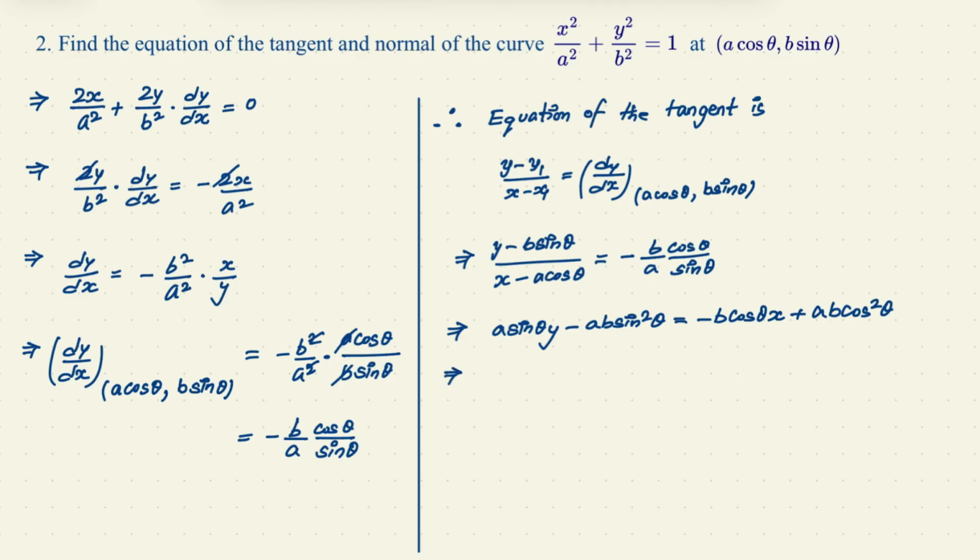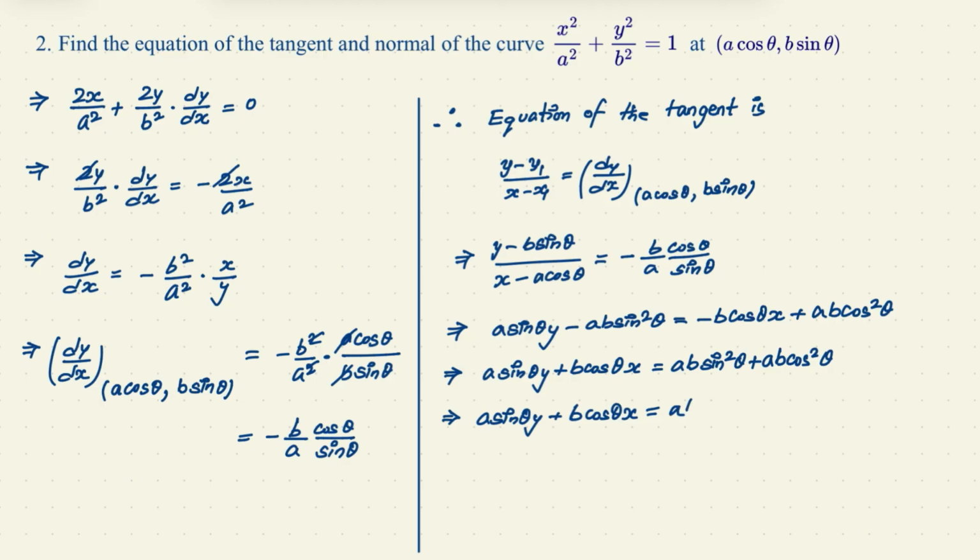So let us keep all the constant term on the right hand side. So here it will be a sin theta y plus b cos theta x equals to ab sin square theta plus ab cos square theta. Then we will have a sin theta y plus b cos theta x equals to, if I take out ab common, then here it will be sin square theta plus cos square theta, and we know that the value of it is 1. Hence my equation of the tangent can be written as a sin theta y plus b cos theta x equals to ab. So this is the required equation of the tangent.